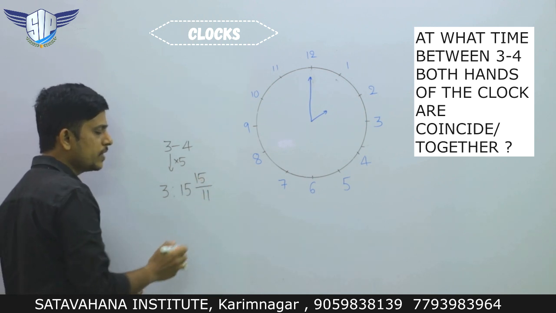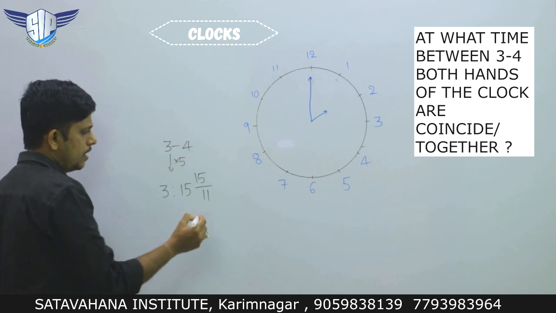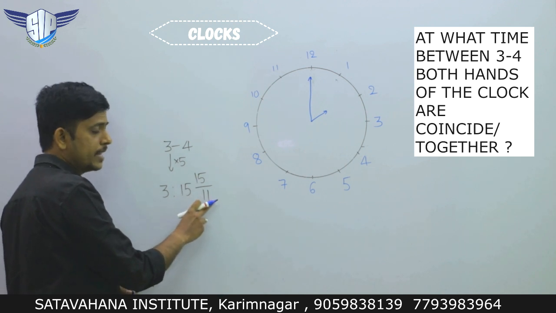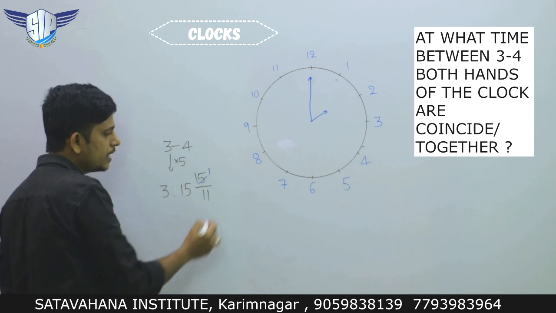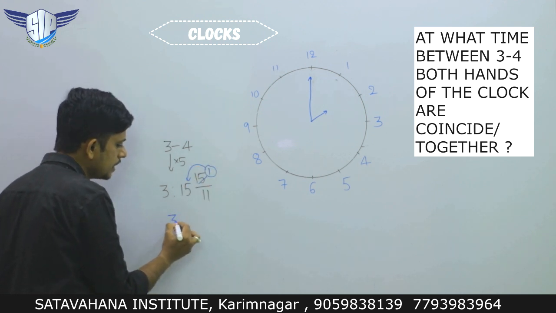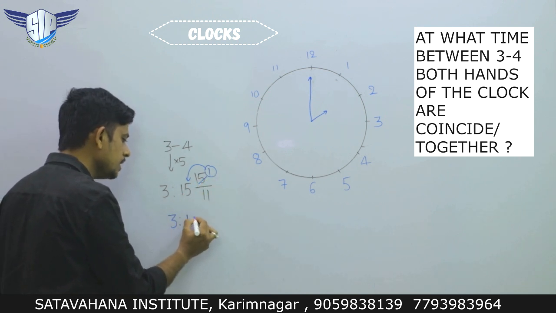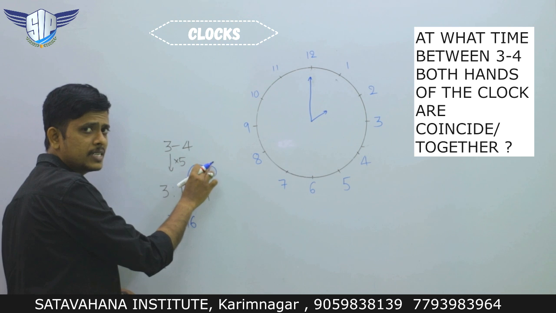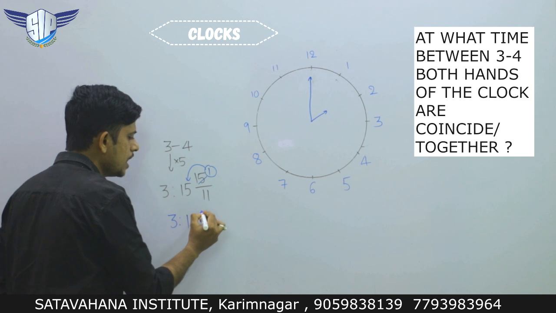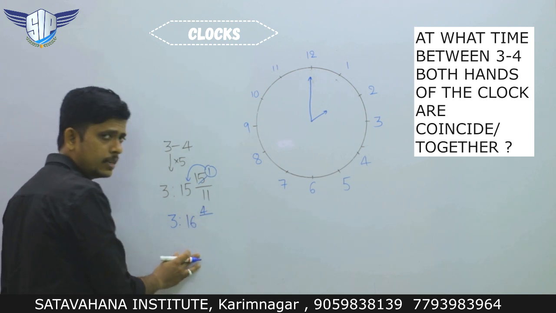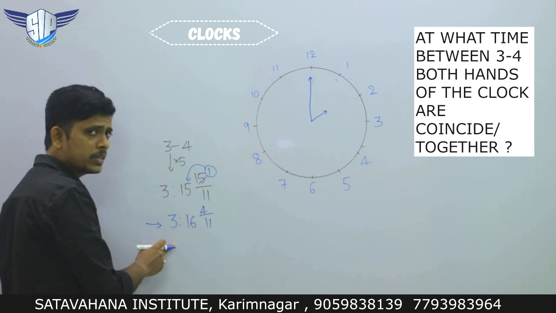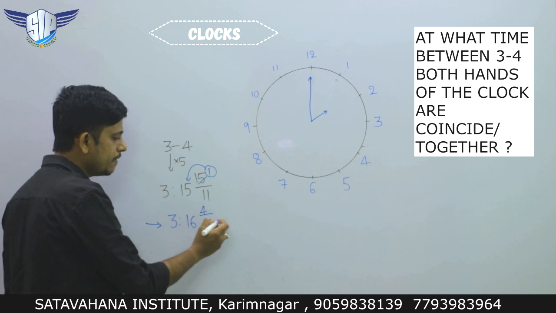Therefore 3, 15, 15/11, and here the numerator is greater than the denominator. Therefore 11 is cancelled out of the 15, giving 1, and I add this 1 to the 15. 15 plus 1 is equal to 16. In the 15, 11 is already cancelled out, therefore the remaining is 4. I write those 4 in the numerator, and 11 is common in the denominator. Now the exact answer is 3 hours 16 minutes 4/11 seconds.